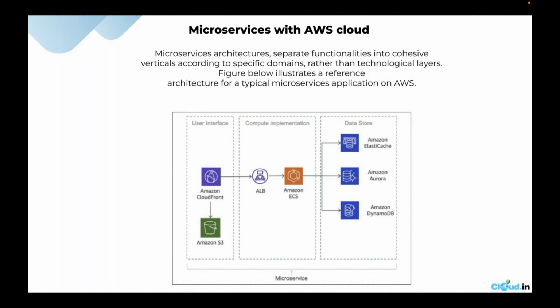Next, the Amazon Elastic Container Service. It is a fully managed container orchestration service. So this simplifies your deployment, management, and scaling of the containerized applications. Customers choose ECS for simplicity and the deep integration that it offers with the other AWS services.